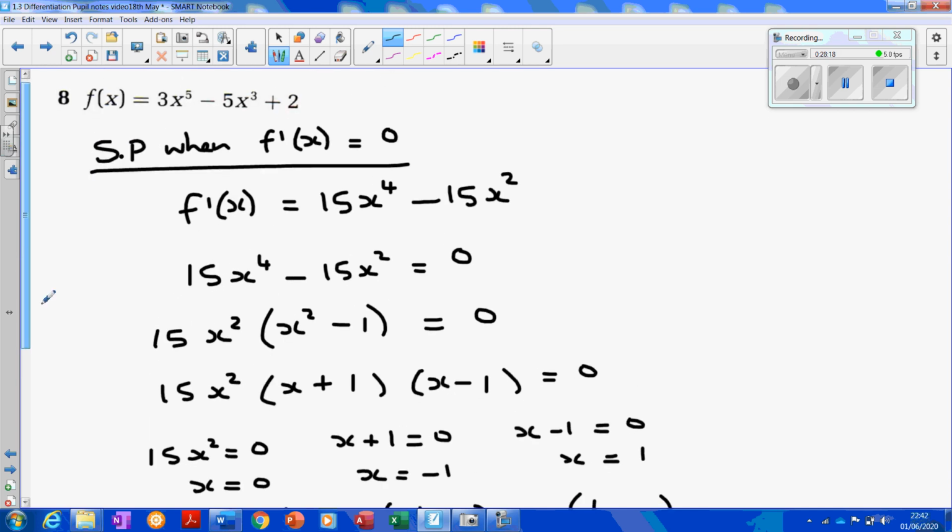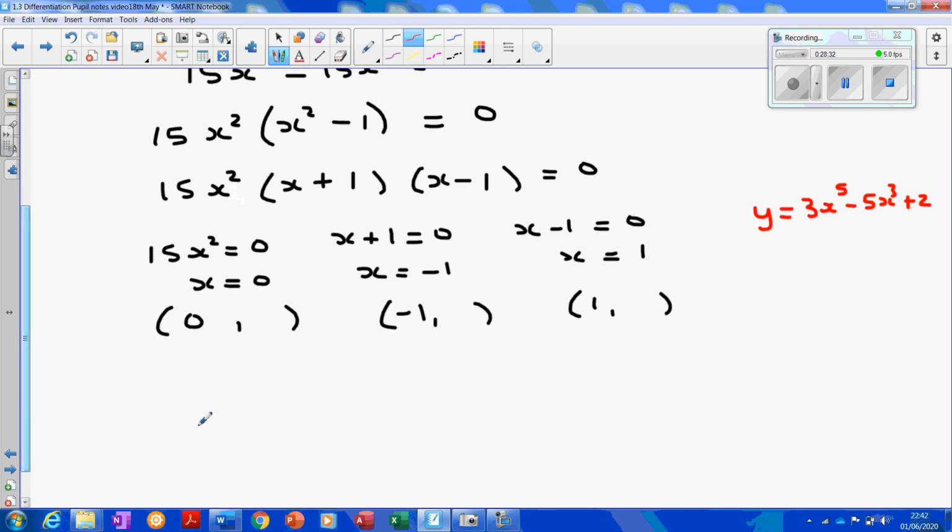Right, so go back to find out what the y coordinate was. So y is equal to, and I'll write it here so I can see it, y is equal to 3x to the power of 5 minus 5x to the power of 3 plus 2. Right, when we substitute 0 into that, that'll be 0, and that is 2. So we've got a stationary point at the point 0, 2. Right, next one, we've got x equal to minus 1. So when x equals minus 1, y is going to be equal to 3 times minus 1 to the power of 5 minus 5 times minus 1 to the power of 3 plus 2.